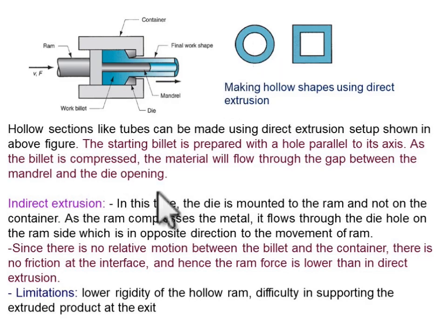Now the indirect extrusion. In this type, the die is mounted on the ram. In direct extrusion, the die is mounted on the container. But in case of indirect extrusion, the die is mounted on the ram, and the direction of load and the direction of workflow is opposite in nature. We will see in the further slide.